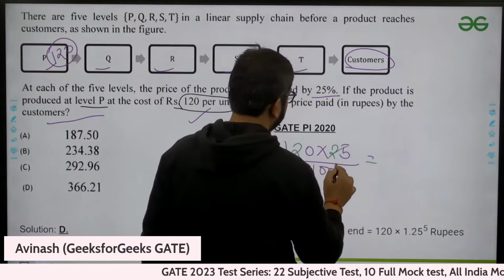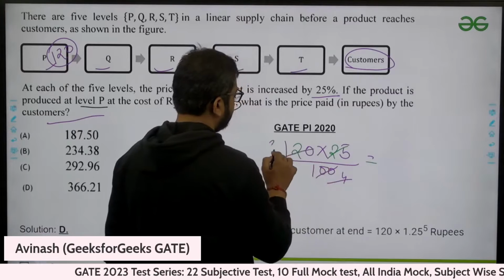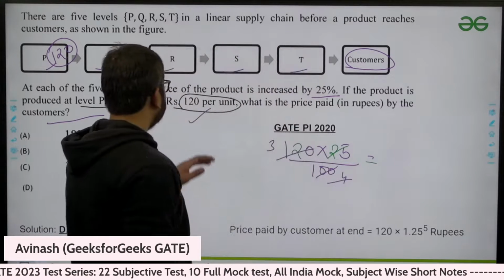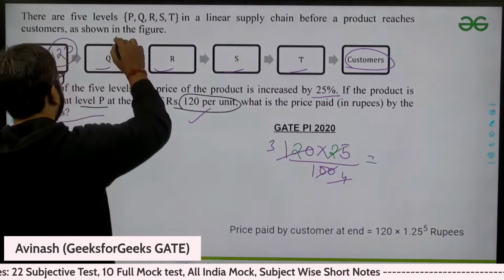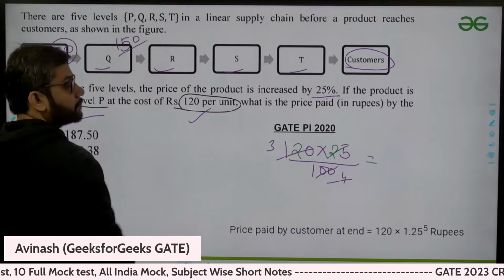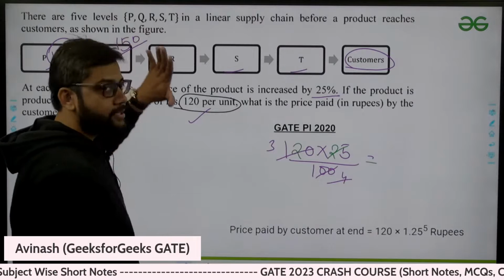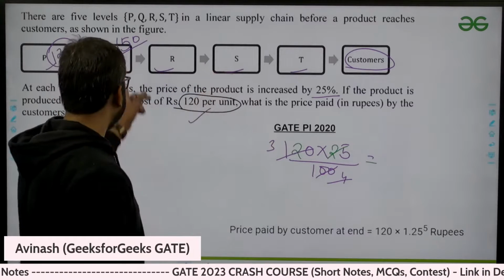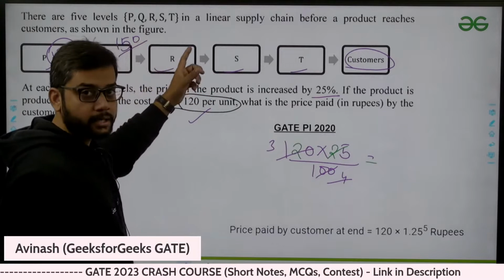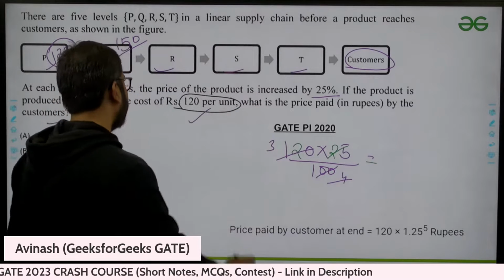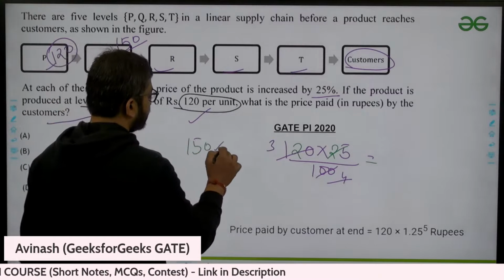This will be 430. Okay, so this is 30. So here the price will be what? 150, right? You understood this part? Now here the price is equal to 150. Again, once it's moving to R, again the price will increase by 25%. So 150, 25%.